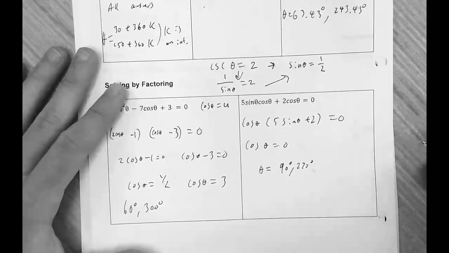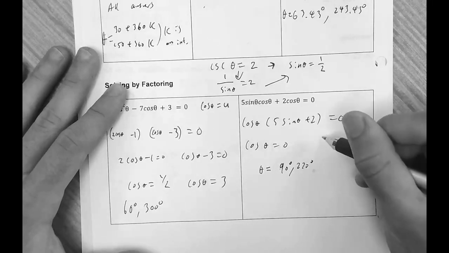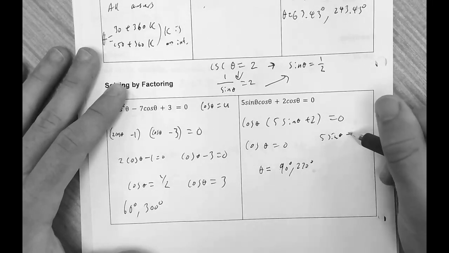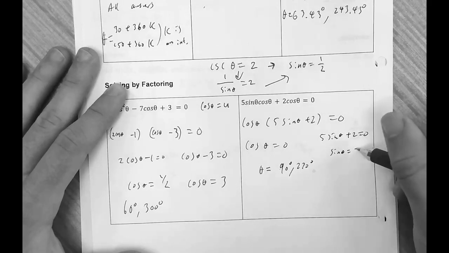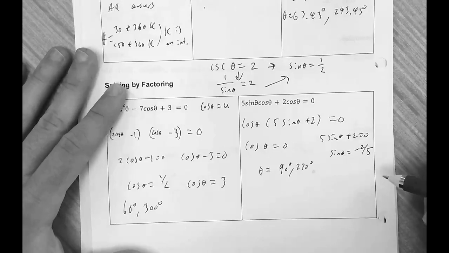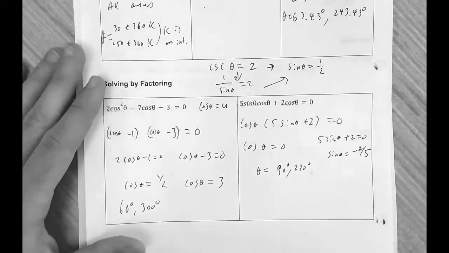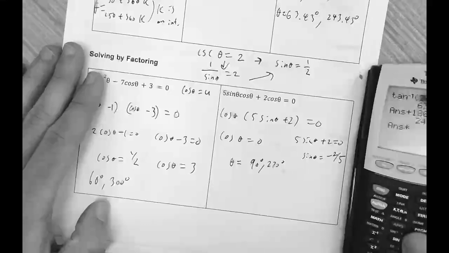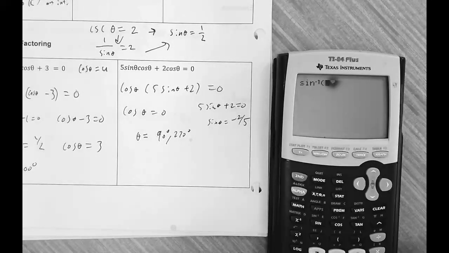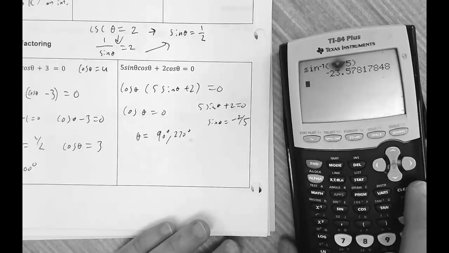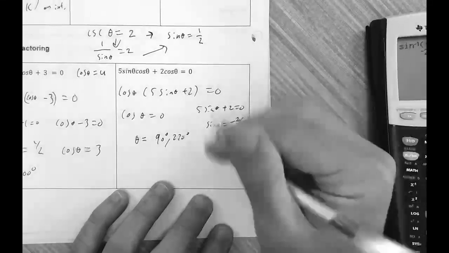And then 5 sine theta plus 2 equals 0 would be sine theta equals -2/5. That's not on the unit circle, so that's something we would use our calculator for. -2/5. So that is -23.58 degrees.